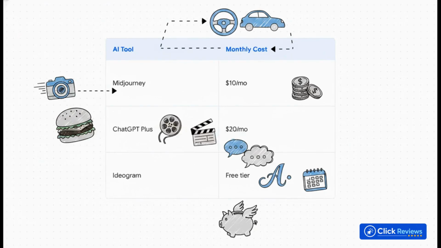So the crucial point is this. The prompt is just the steering wheel. You still have to pay for the car. You've got separate recurring costs for the AI tools required to actually process the prompt. If you want that cinematic quality, you're probably using Midjourney at around $10 a month. If you prefer conversational ease, ChatGPT Plus with DALL-E 3 is $20 a month. Ideogram is fantastic for typography, and they do have a free tier, but the point remains, you absolutely must factor these external tool costs into your overall budget.